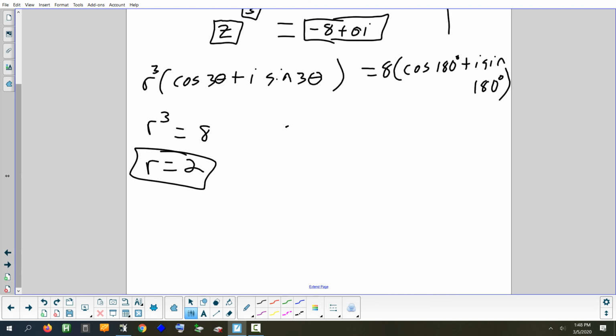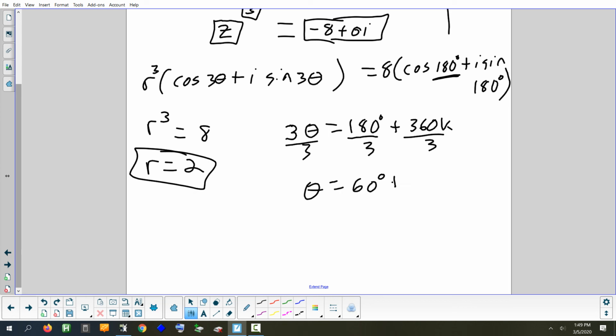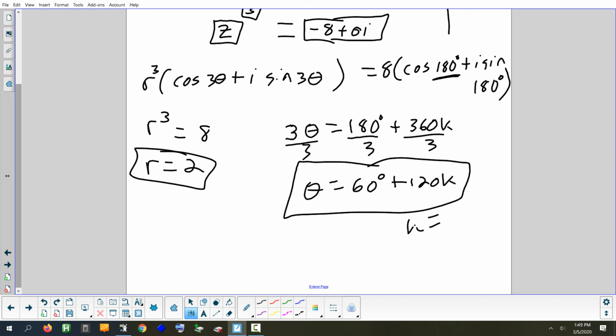Okay. What's your equation for the angle? What's the angle on the left? 3 theta equals 180 plus 360k. It's either 2 pi or 360. If you see the degree symbol, put 360. Now, how do you get theta by itself? Divide by 3. So theta equals 60 plus 120k. So there's your formula for your angles. What's k going to equal? 0, 1, 2.